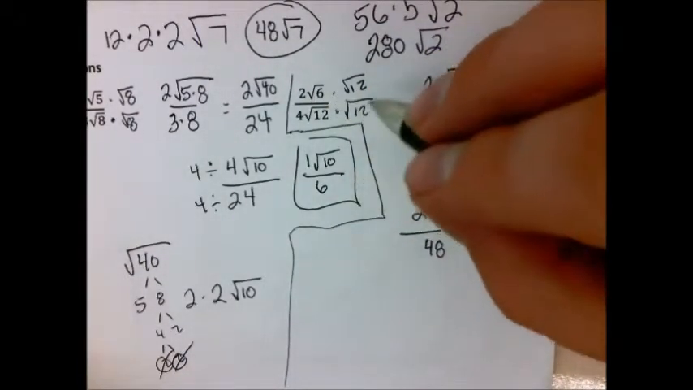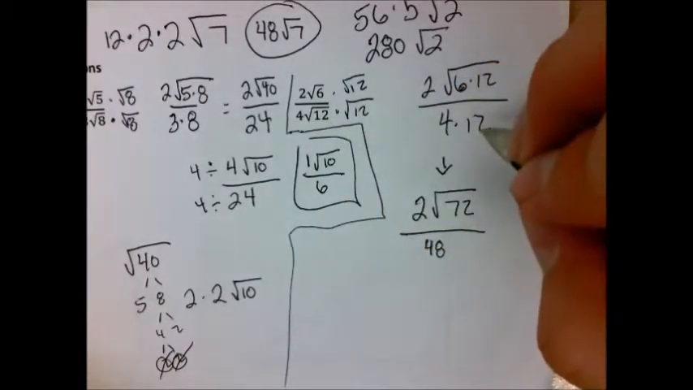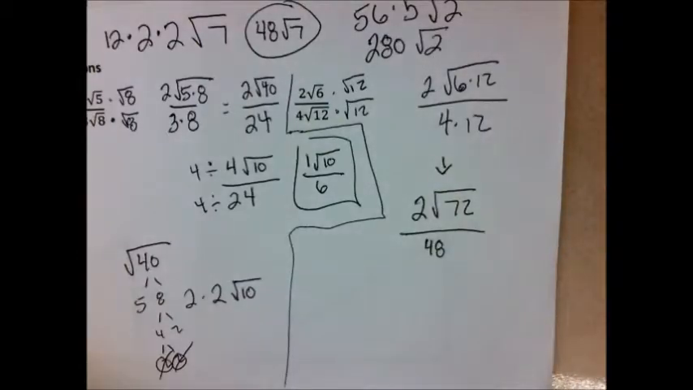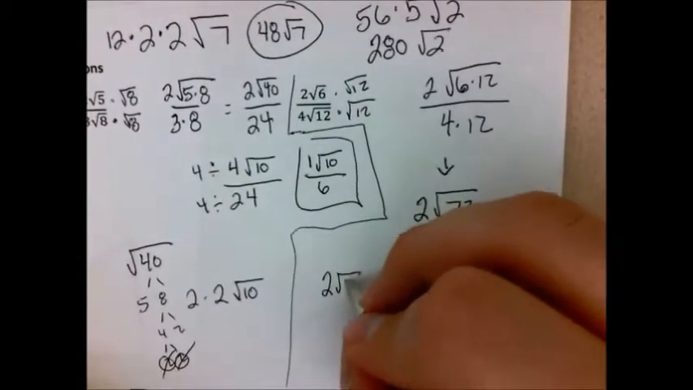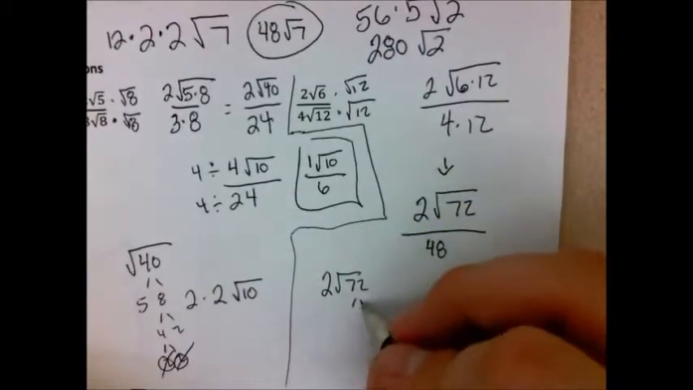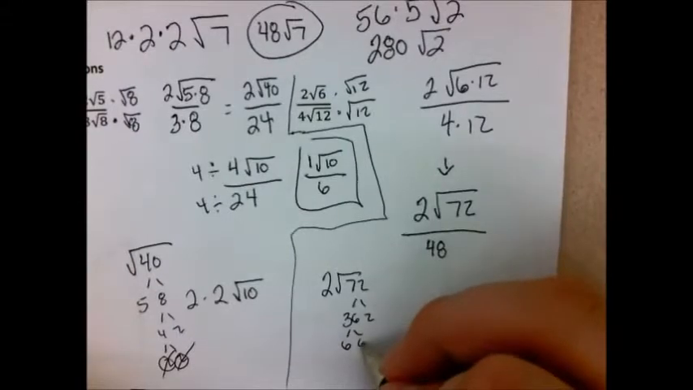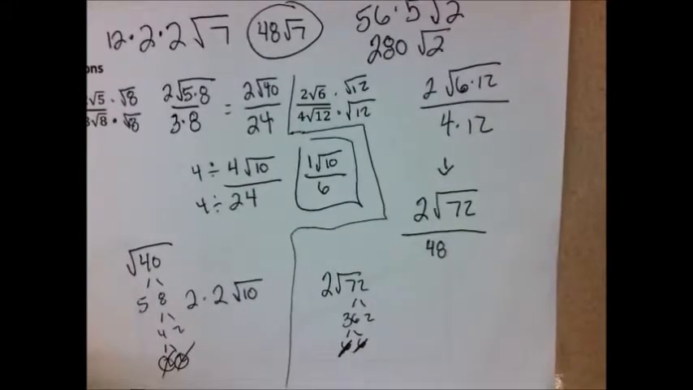So that means that's going to be 6 times 12, and since these are two the same, the radicals cancel out. So it becomes 4 times 12, which is 48, over 2 square root of 72. We need to break down the 72. So let's break it down into 36 and 2. This breaks down into 6 and 6. In this case, I'm just going to take these out as a pair of 6's.